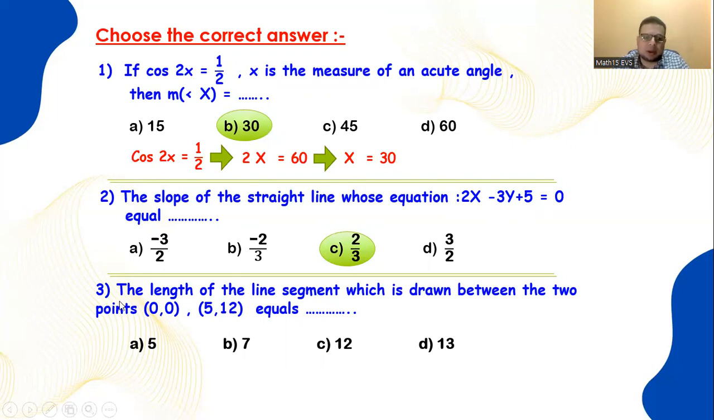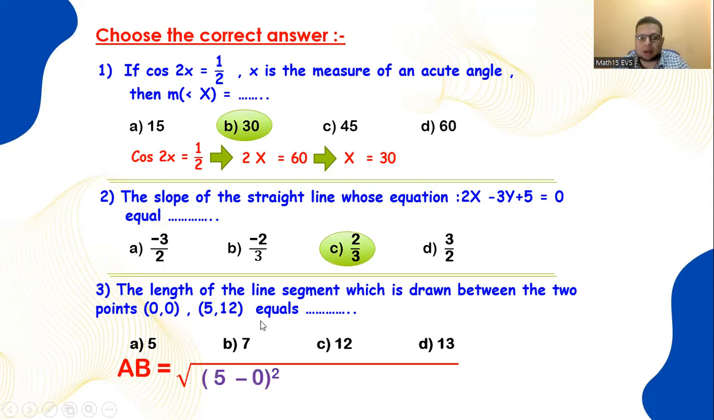Question 3: the length of the line segment drawn between the two points (0, 0) and (5, 12). We can use the distance rule: the square root of the difference between x and x, squared, plus the difference between y and y, squared. So (5 minus 0) squared plus (12 minus 0) squared gives you a length of 13. So you will choose that.